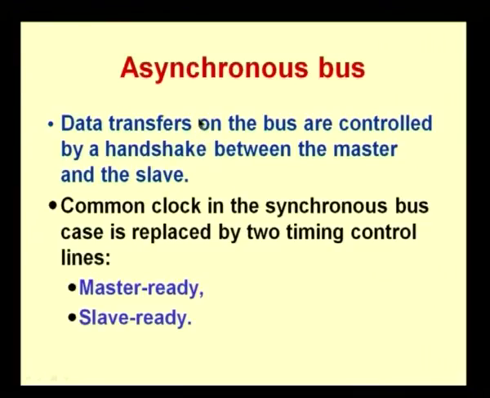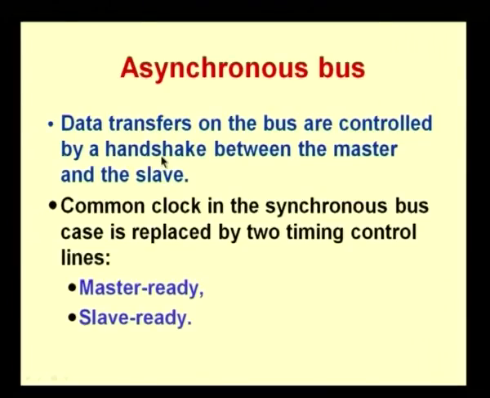So, as we said, in an asynchronous bus, the data transfers are controlled by means of a handshake between the master and the slave. Remember the terms that we have used here: master and slave are the two devices which are talking using the bus. The one which is initiating the data transfer is the master, the one which is responding to it is the slave. So, if your processor initiates the transfer, it becomes the master. If the IO device initiates the transfer, that becomes the master and the processor will become the slave. In general we refer to the two devices as master and slave.